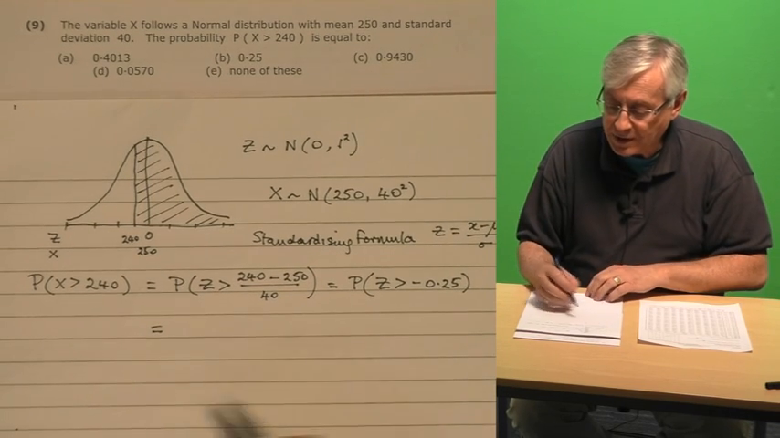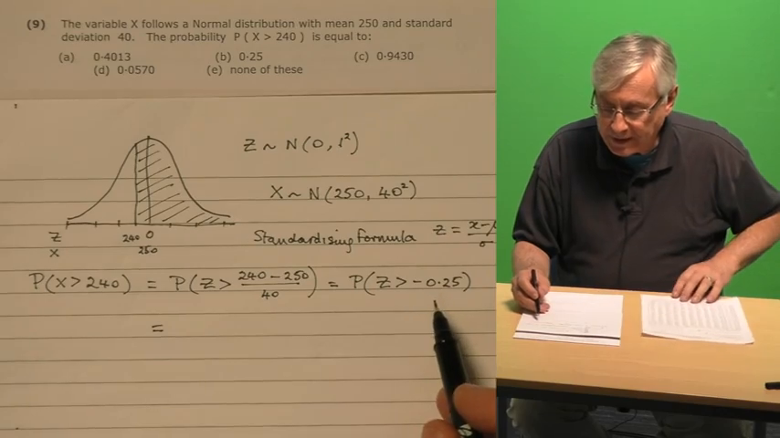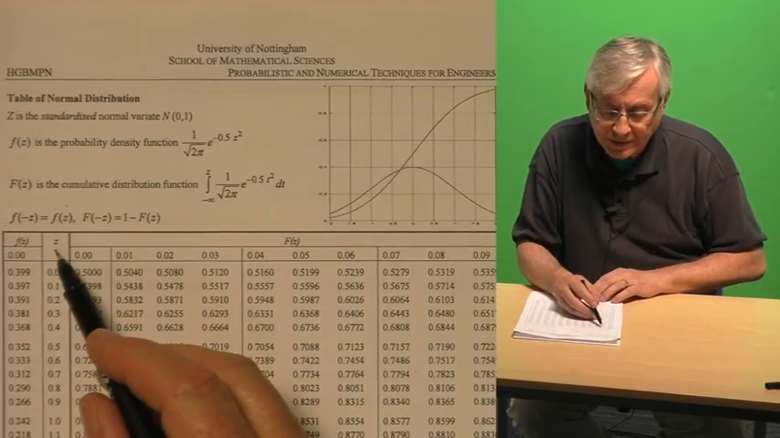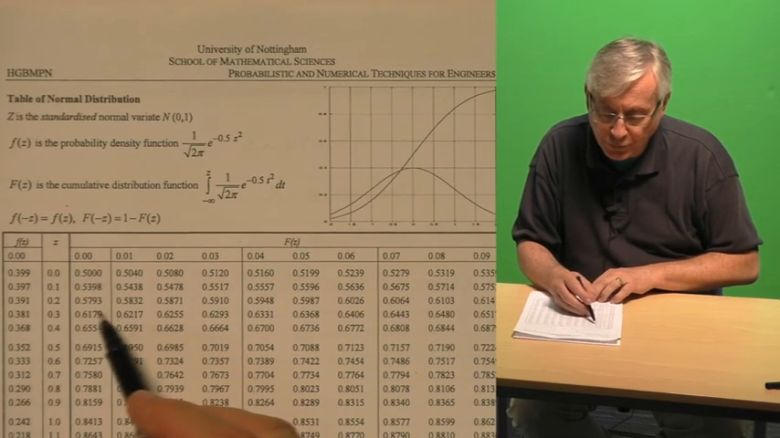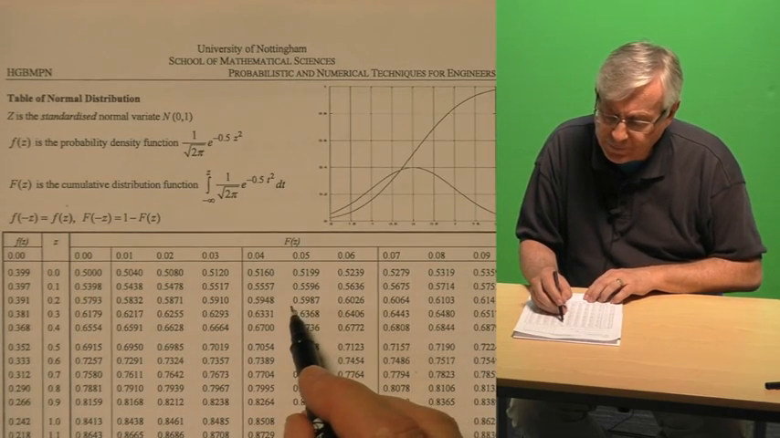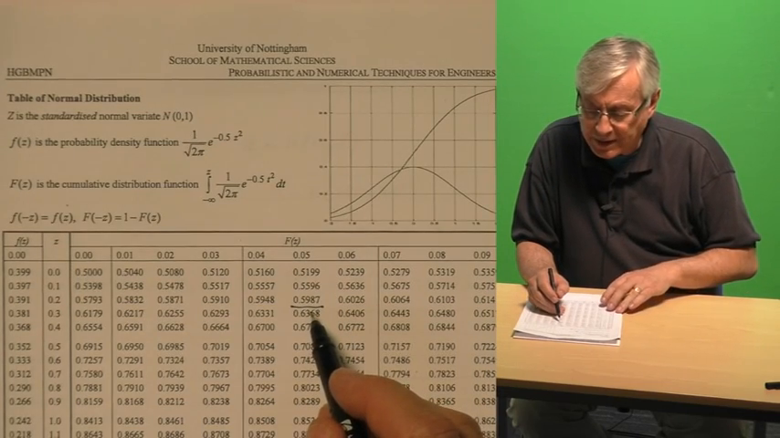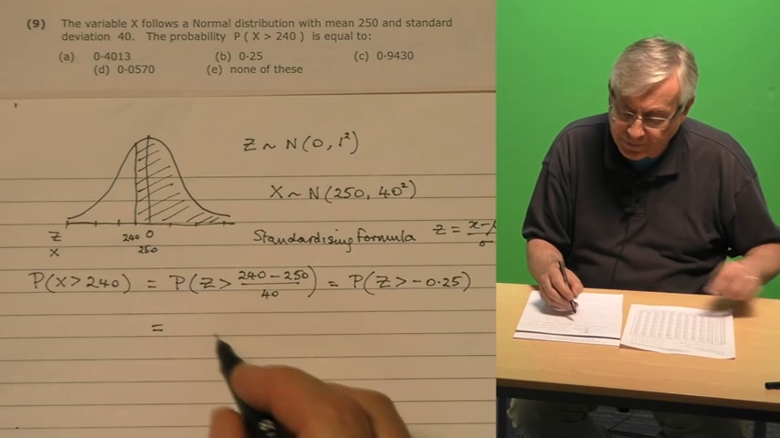So at this point I then go to the tables and look up 0.25. So there's the Z column, 0.2, 0.25 gives me this value. My probability then is 0.5987.